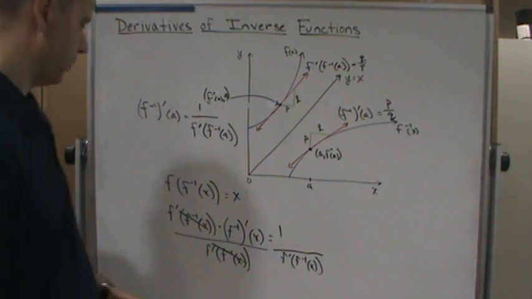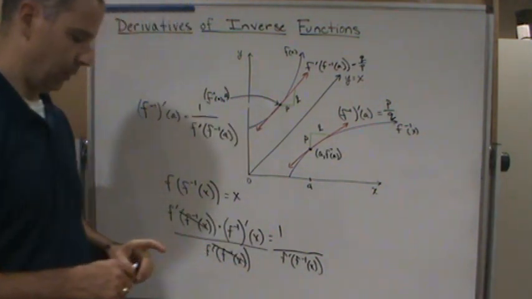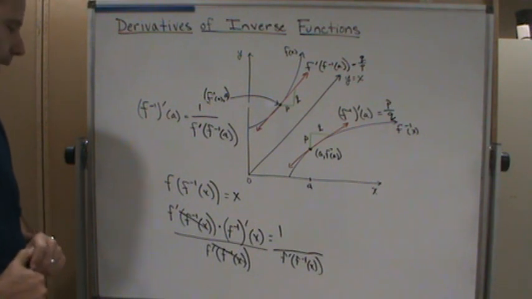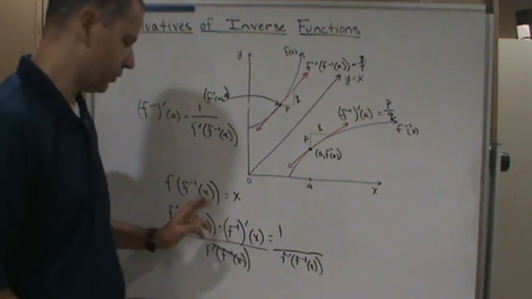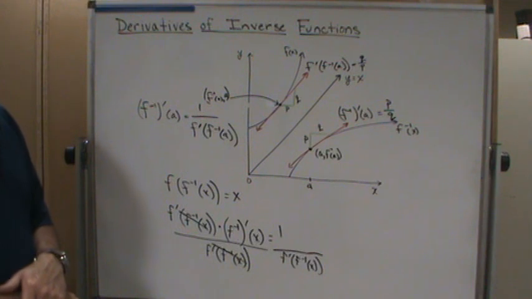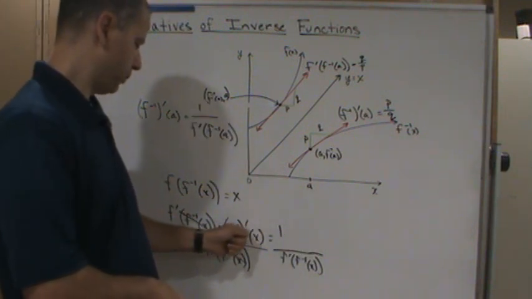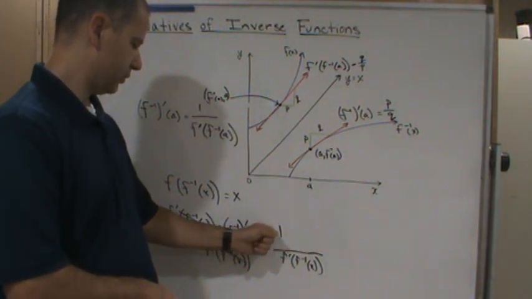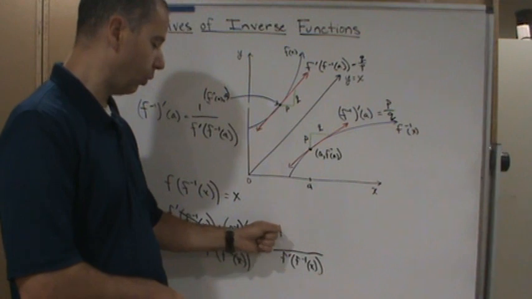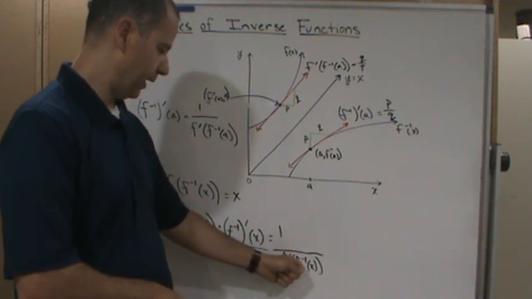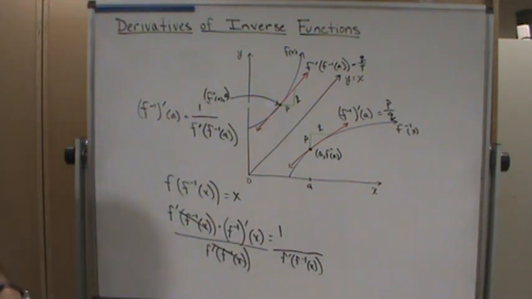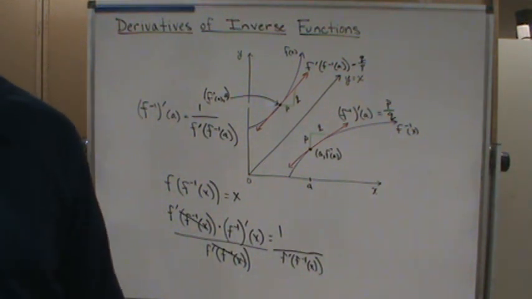Okay, and then of course we just put in a when we want to take the derivative at a point a, but this is the derivative function. So we could do it algebraically too, and show that we get the same result. That f inverse prime of x is equal to 1 over f prime of f inverse of x. And that's it. Have a great day.